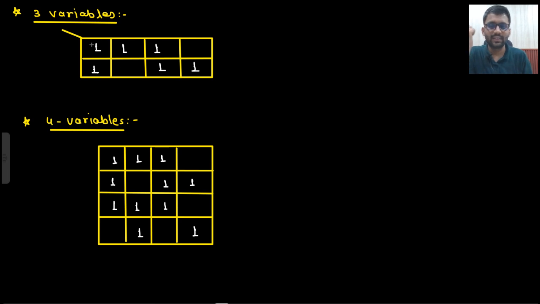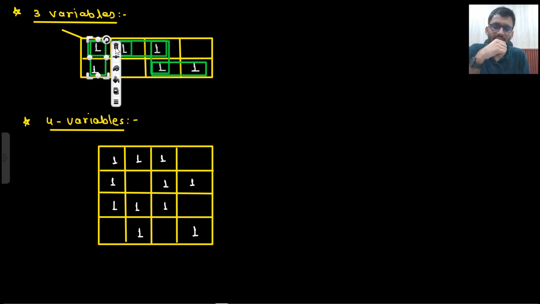So let's see how many prime implicants are there. 1, one of the element can be paired. 2, one of the element can be paired. 3, one of the element can be paired. 4, 5, one of the element can be paired, and 6. Now you will not say that, sir, both of the ones have been already paired. Why are you making a group? I need to find all possible groups.